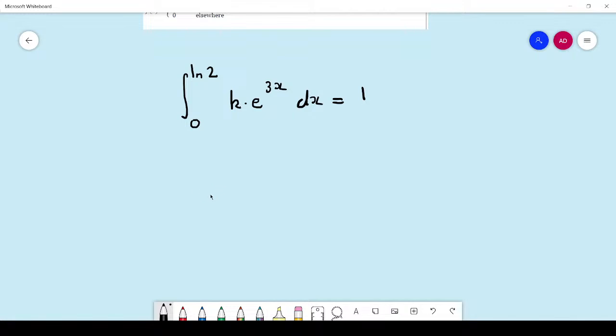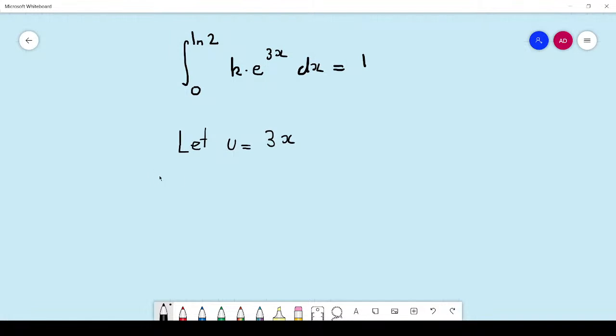Right, so first thing we can do, let's let u equal 3x. This is called u substitution, and you guys should have done this by now. So if u is equal to 3x, then du/dx, the derivative of u with respect to x, should be equal to 3, right? Which means if we take dx over to the other side, du should equal 3 dx.